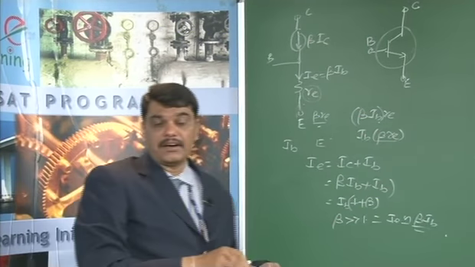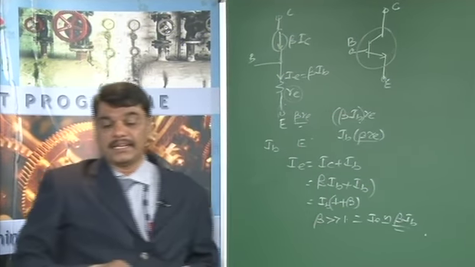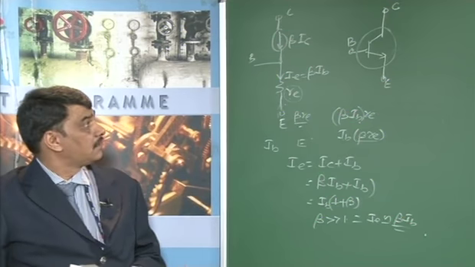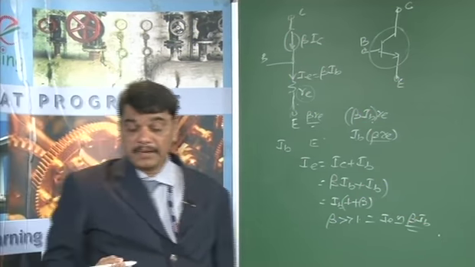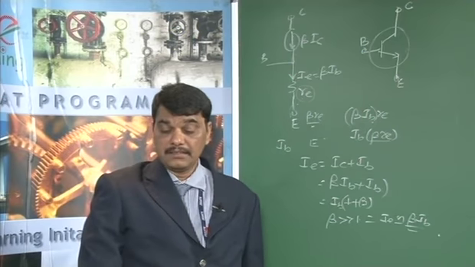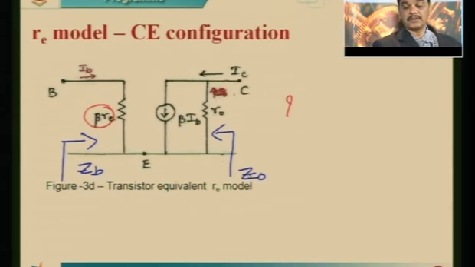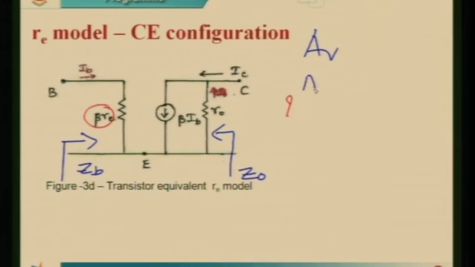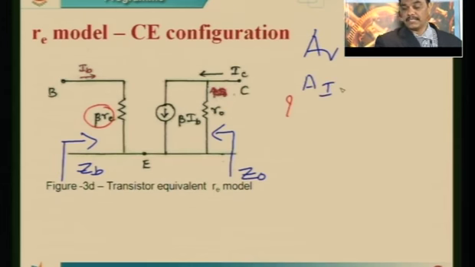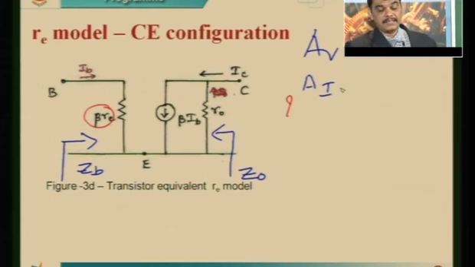If you are using this re model, it is easy to determine the common emitter parameters. In a common emitter, parameters means you are going to define an input impedance ZB, and the collector emitter junction is denoted with Z0, and also we are going to determine a voltage gain AV and a current gain AI.